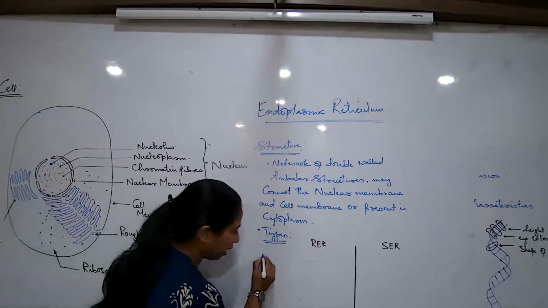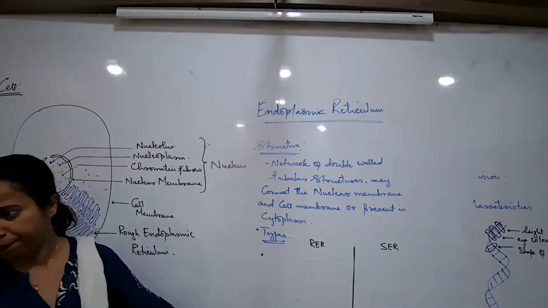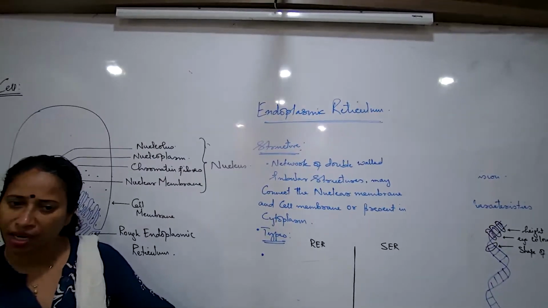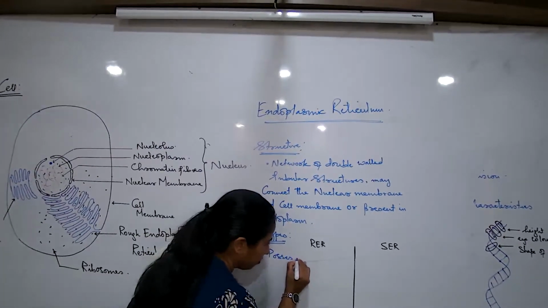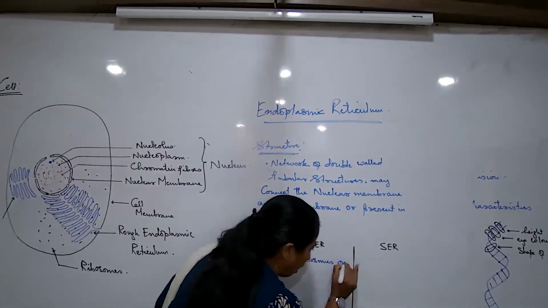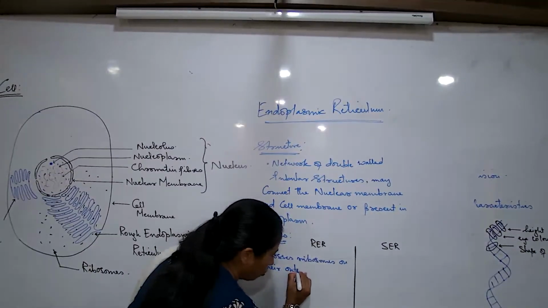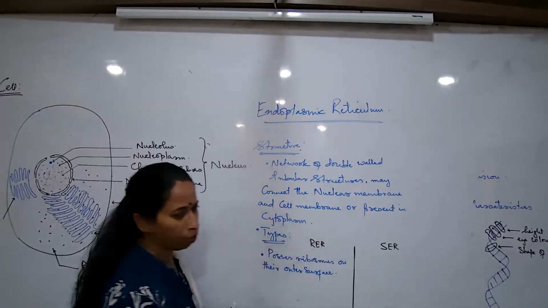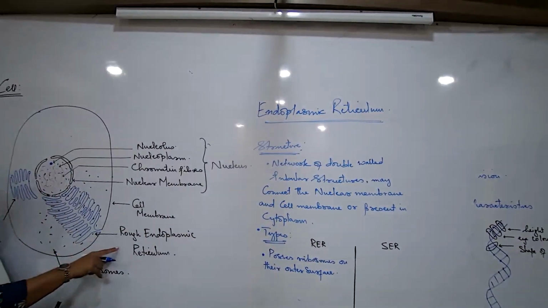Structurally, what is their major difference? Both of them are double-walled tubular structures. But where is the difference? Rough endoplasmic reticulum possesses ribosomes on its outer surface. That means endoplasmic reticulum which has ribosomes on the outer surface is known as rough.